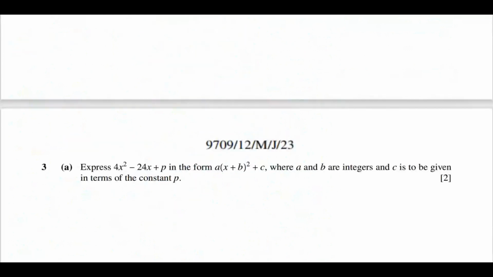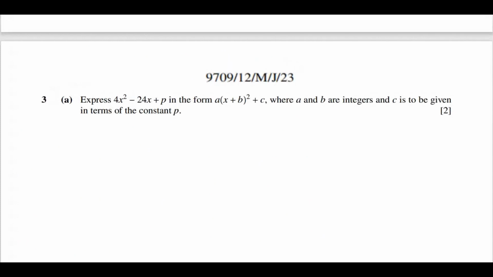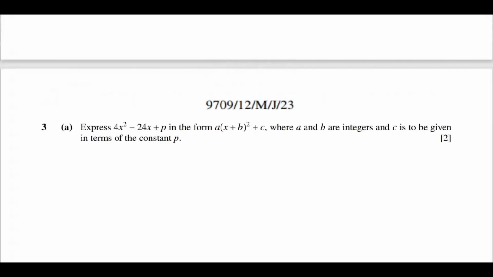The next question is express 4x square minus 24x plus p in the form a of x plus b the whole square plus c, where a, b and c are integers and c is to be given in terms of the constant p. So first let us complete the square.